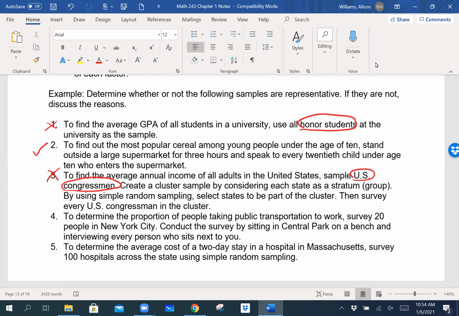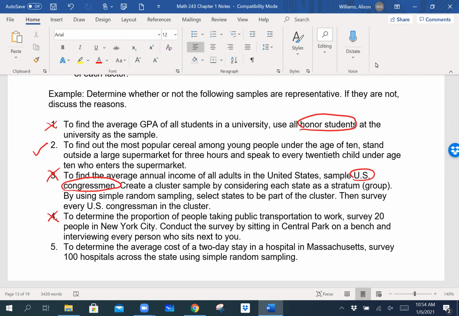To determine the proportion of people taking public transportation to work, survey 20 people in New York. Conduct the survey by sitting in Central Park on a bench and interviewing every person who sits next to you. No, this is not random either. What if you're a female and therefore more men sit next to you? What if you're a male and women don't want to sit next to you? I don't know. What if you're intimidating looking because you're staring at them, wondering if they're going to sit next to you? There's a lot of problems with who's going to sit next to you. Are these people sitting next to you because they have to rest and therefore they're out of shape? There's so many reasons as to why that's not good. So the minute we're allowing people to self-select, it's not representative of the population.